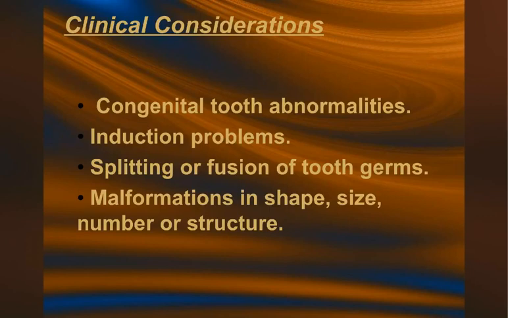Sometimes we have malformation in structure, like for example amelogenesis imperfecta, which is a genetic defect in enamel formation, and dentinogenesis imperfecta, which is also a genetic defect in dentine formation.